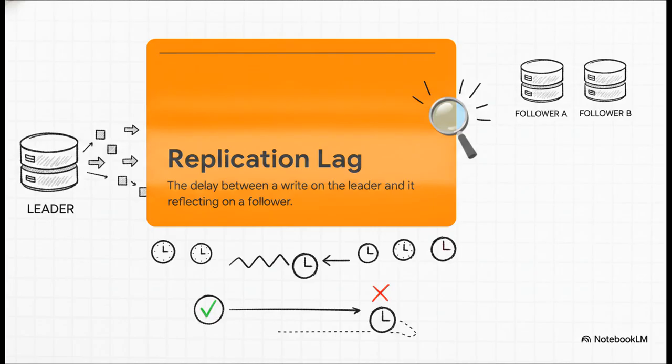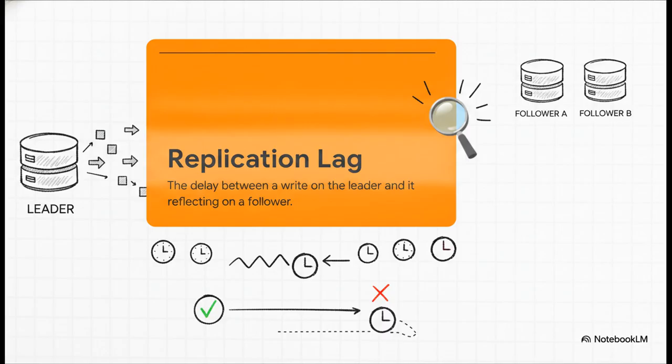This temporary state of inconsistency is what we in the industry call eventual consistency. The promise here is that if you just stop writing new data and just wait, the followers will eventually catch up. But, eventually is a very dangerous word in software engineering. There is theoretically no limit to how far a replica can fall behind. That delay, that is replication lag.